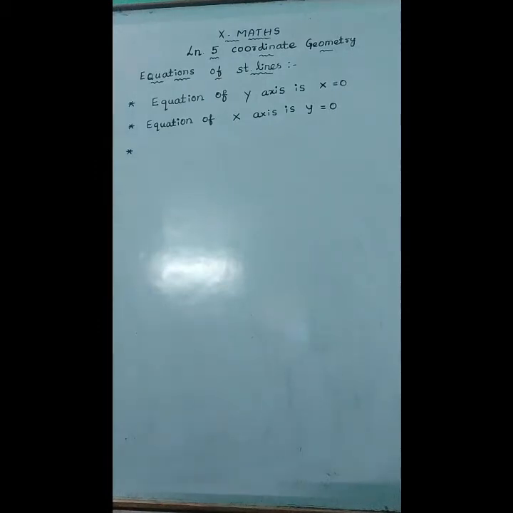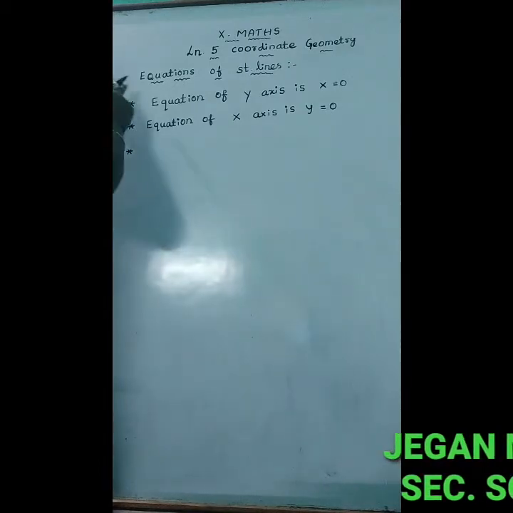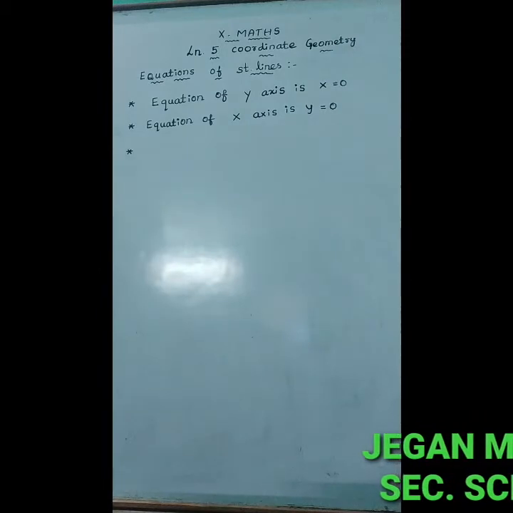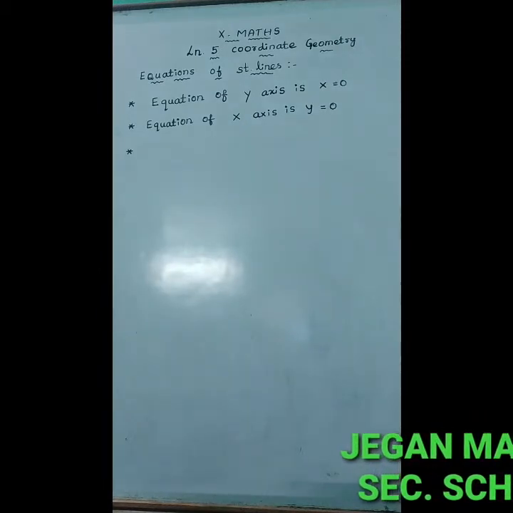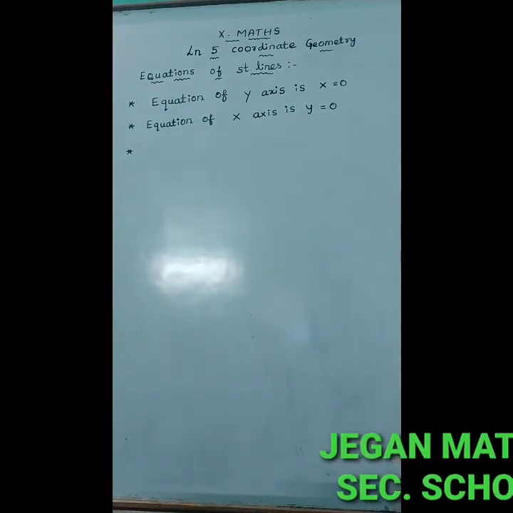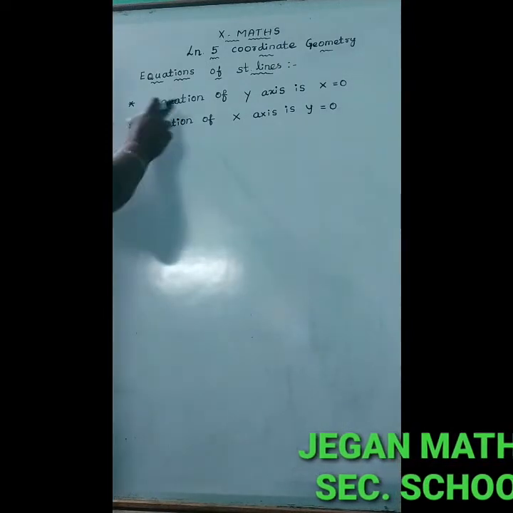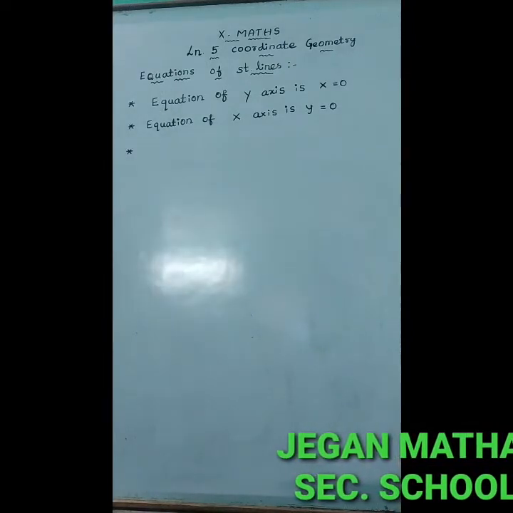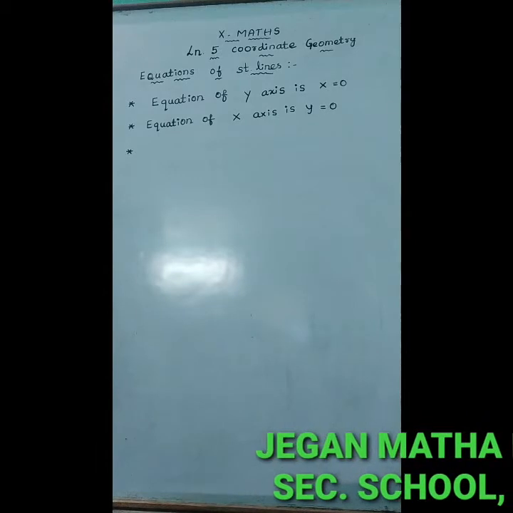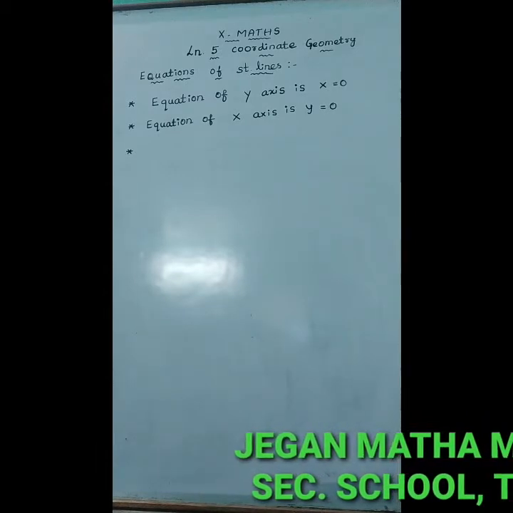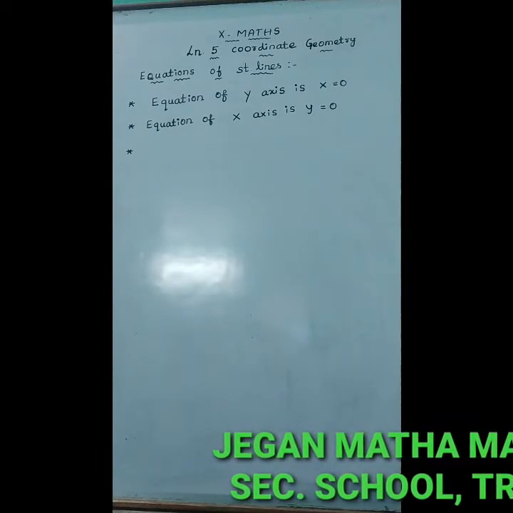Dear students, now we are going to discuss the 10th standard maths, lesson 5, coordinate geometry. Before we start the exercise, I will explain some basic definitions for equations of straight lines. The first one is the equation of the y-axis: x equal to 0. The second one is the equation of the x-axis: y is equal to 0.